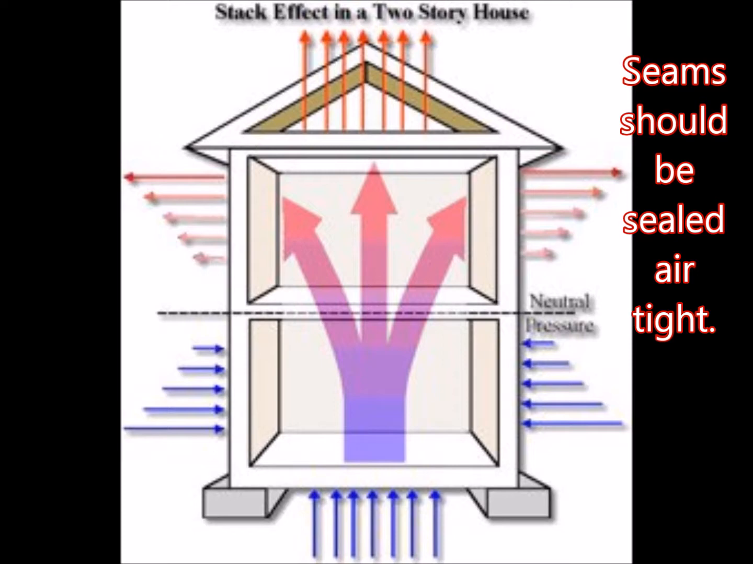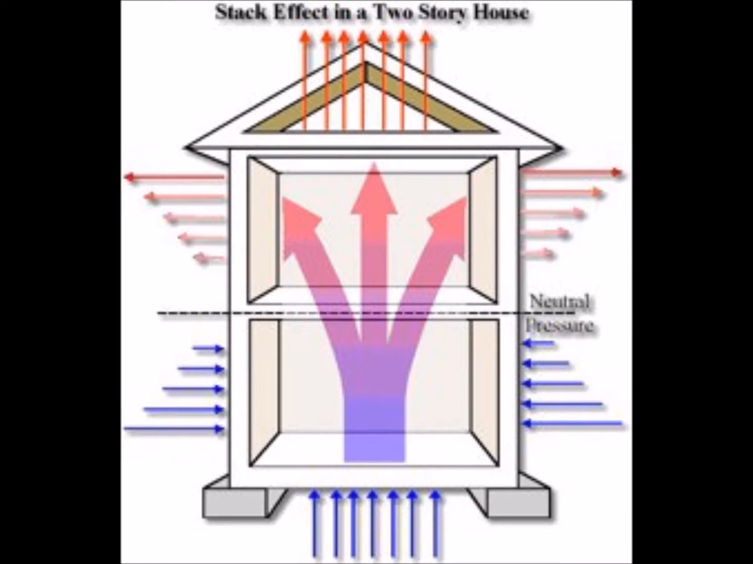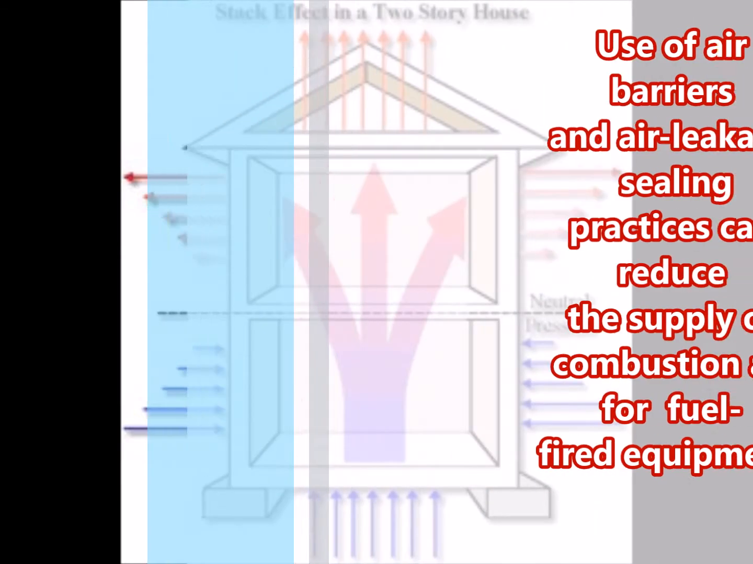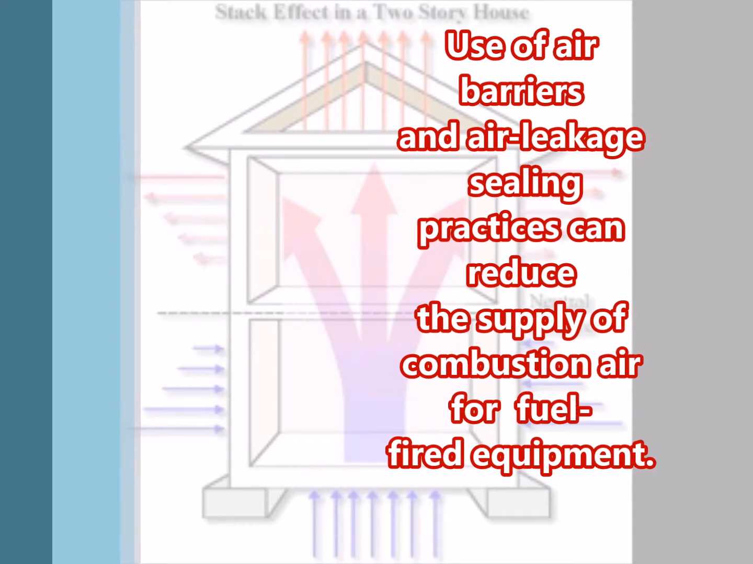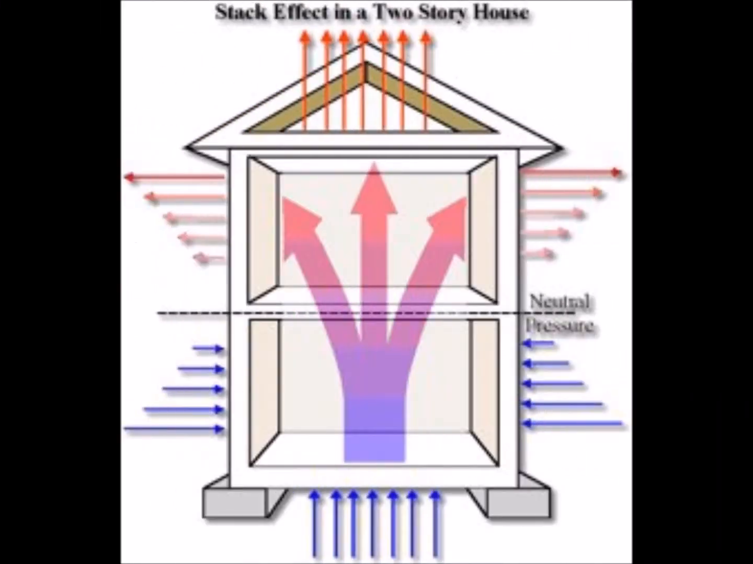There are some precautions worth mentioning if the building envelope is too tight. First, the use of air barriers and air leakage sealing practices can reduce the supply of combustion air for fuel-fired equipment. For example, gas or oil furnaces, maybe a gas water heater or dryer. If these are located within the conditioned space, this might be a concern. This can also result in negative pressure and backdrafting of combustion products.